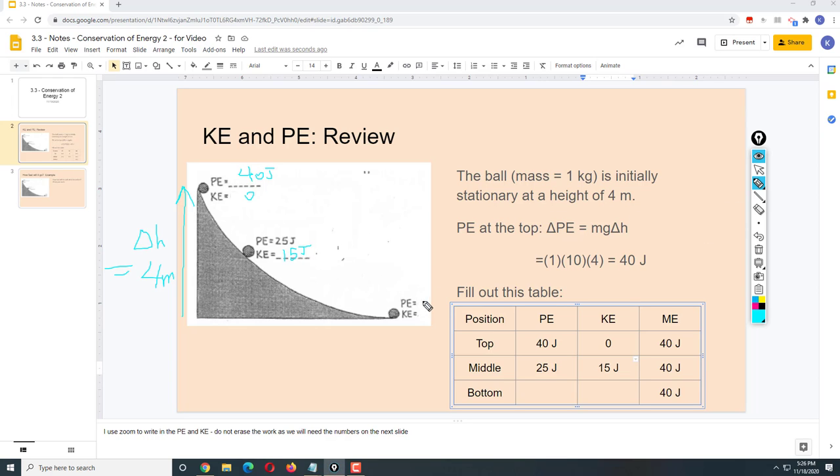For the last part, on the bottom, we say that PE is 0. The height is 0. 40 minus 0 is 40. So all of them is kinetic.